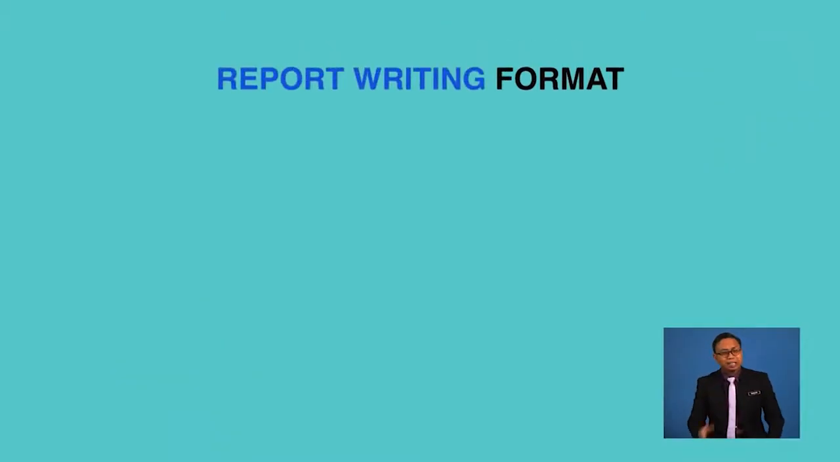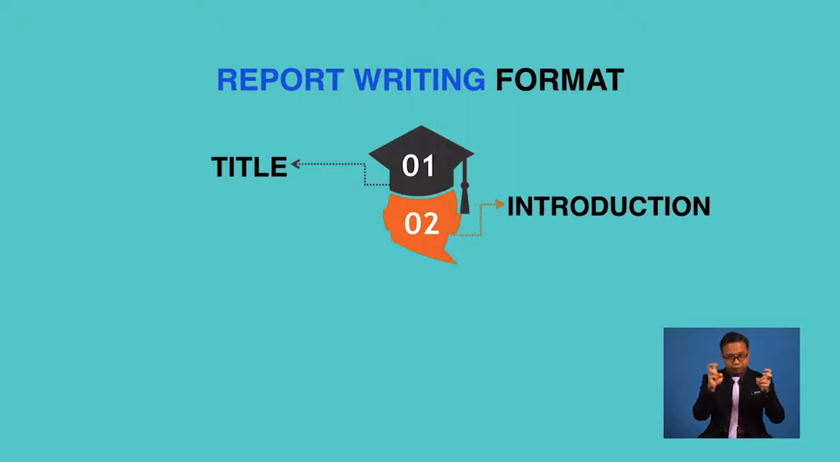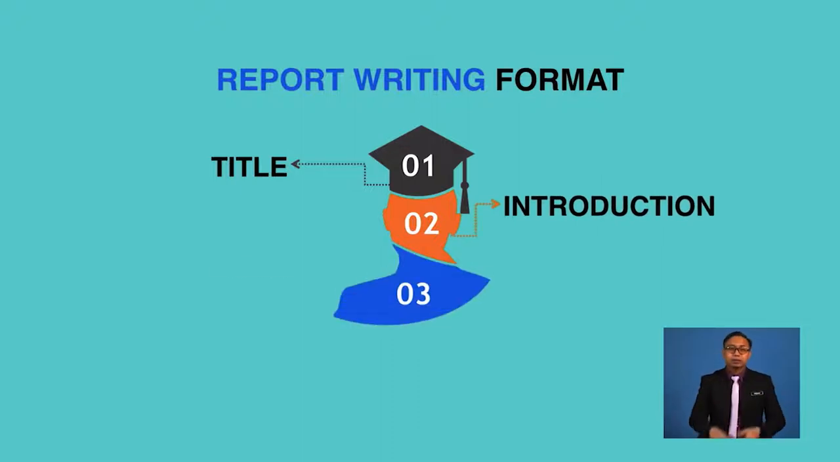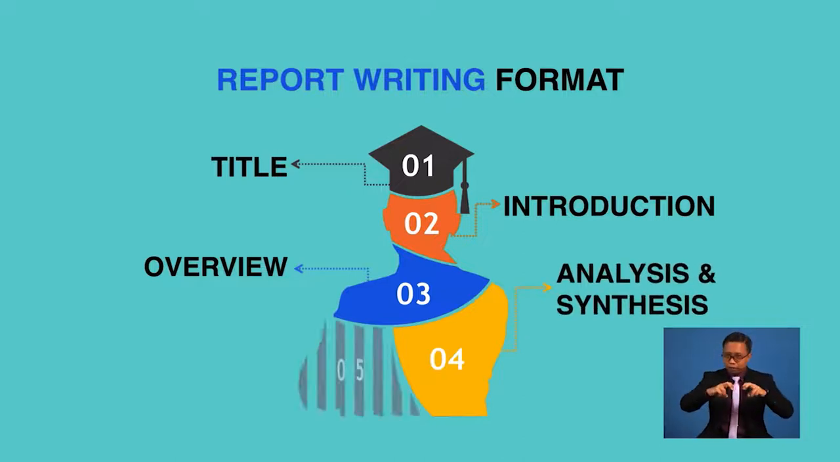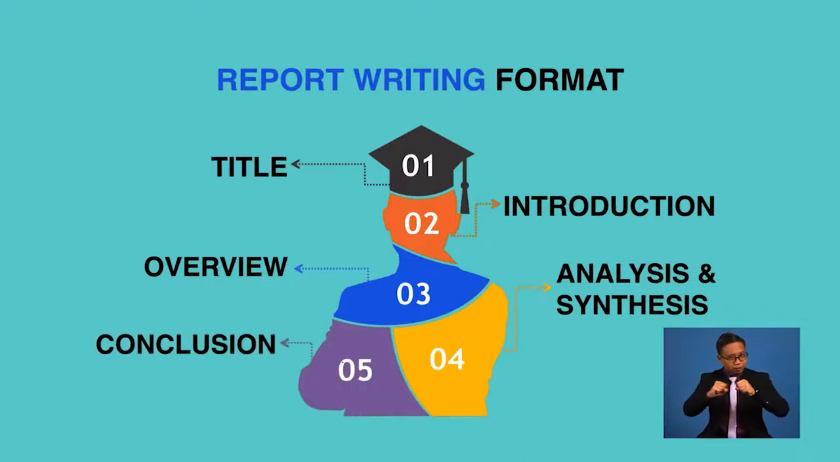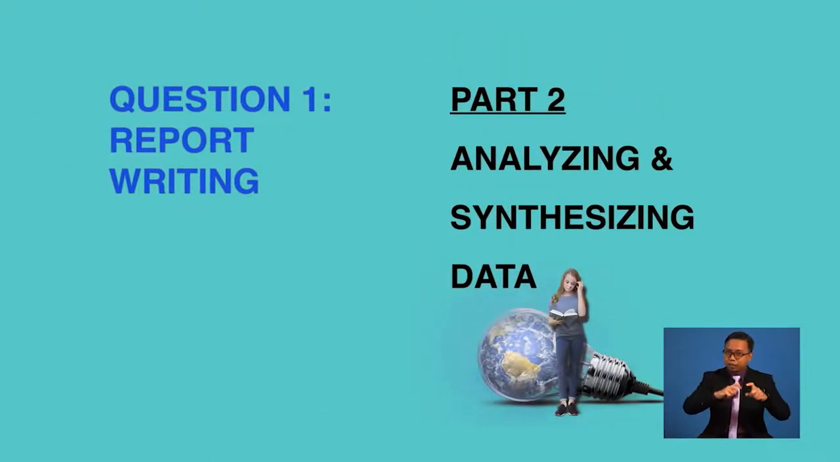In the first part, you have been introduced to the format of report writing. Let's recap. First, when writing a report, you need to have a title, introduction, overview, analysis, synthesis, and finally, the conclusion. I will now explain about analysis and synthesis.